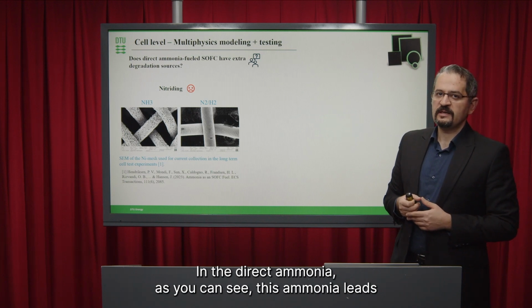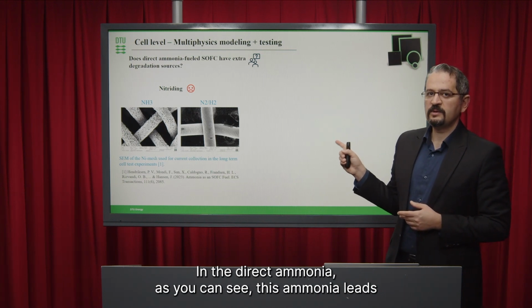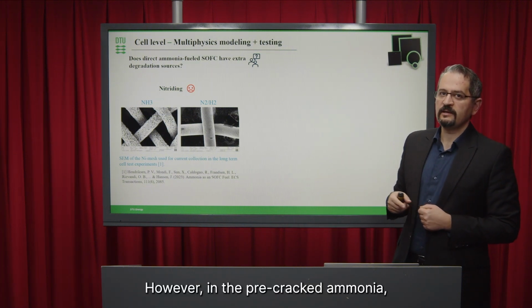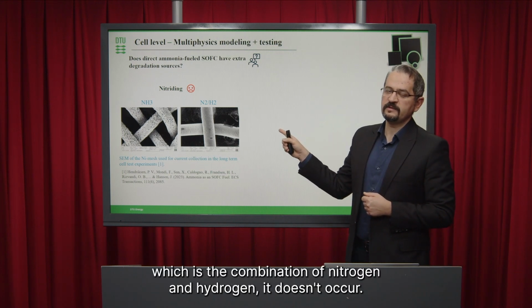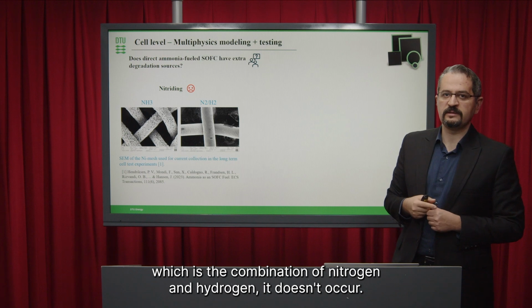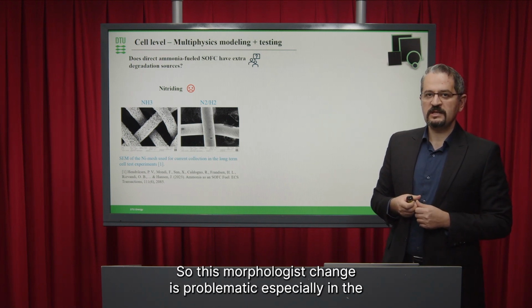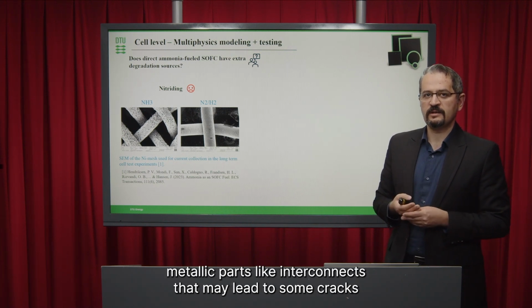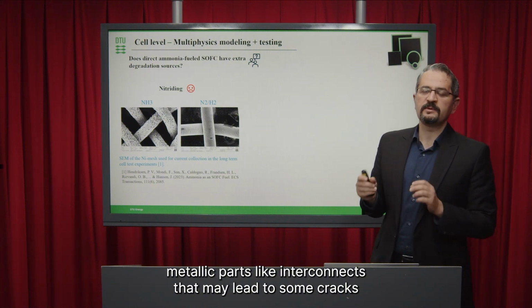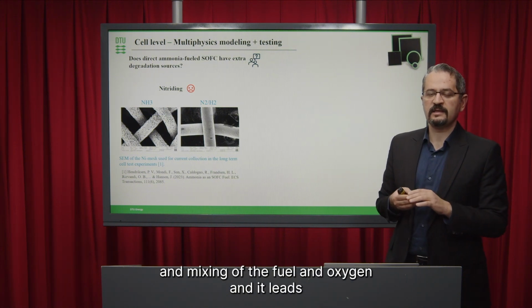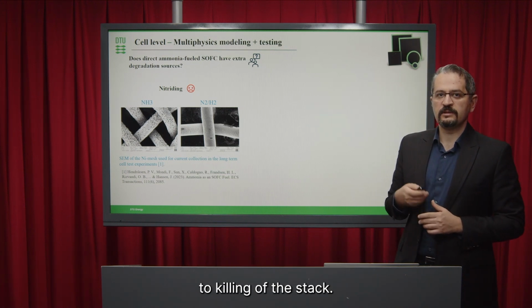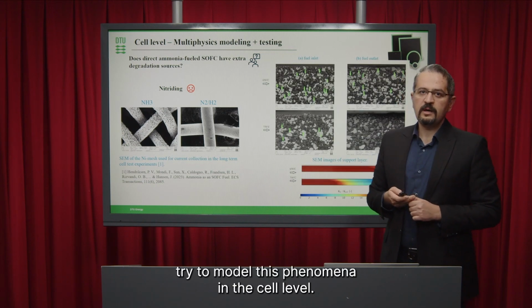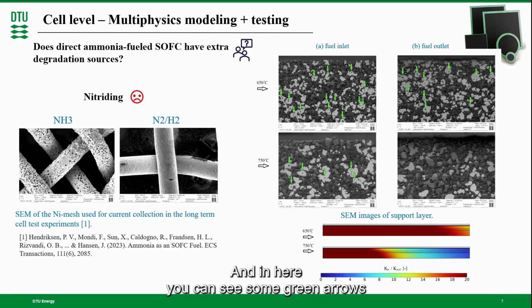In the direct ammonia, as you can see, this ammonia leads to some morphology changes and some porosity in the nickel mesh. However, in the pre-cracked ammonia, which is the combination of nitrogen and hydrogen, it doesn't occur. So this morphology change is problematic, especially in the metallic parts like the interconnect, which may lead to some cracks and mixing of the fuel and oxygen, and it leads to killing of the stack.